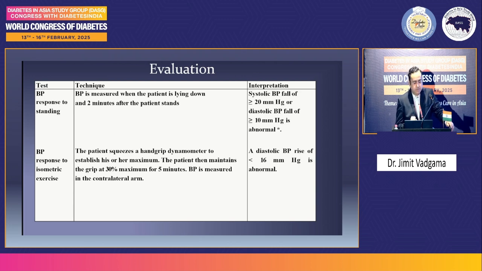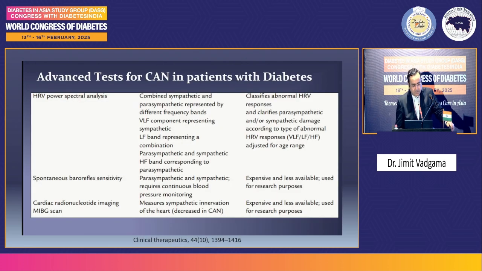And BP response to isometric exercise. We have handheld dynamometers where the patient squeezes it, and we can see the maximum pressure he can squeeze, and 30% of the maximum he needs to hold for 5 minutes. This is what we call isometric exercise. Normally the diastolic BP increases by more than 16 millimeters, but if it doesn't increase above 16 millimeters, it is abnormal. So these are lab tests, and they are for research only.